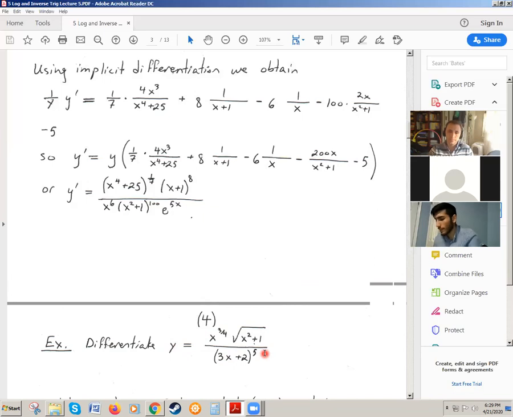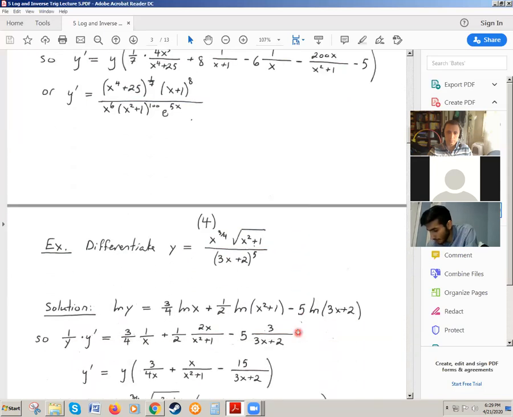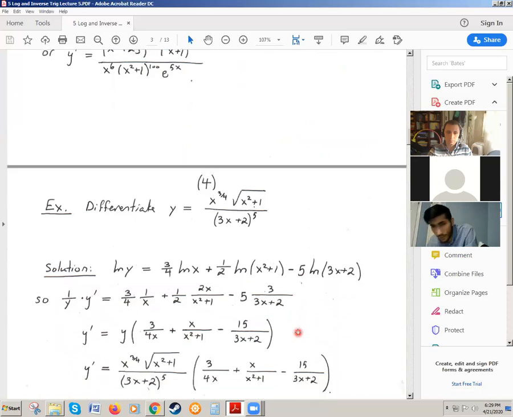Yeah. So then for the first term, it's going to be y prime equals 3 over 4 times 1 over x. The derivative of ln x is 1 over x. Okay, so hold on, let me see if I got that. Yes, plus 1 over 2 times 2x over x squared plus 1, minus 5 times 3 over 3x plus 2. That's what I got.